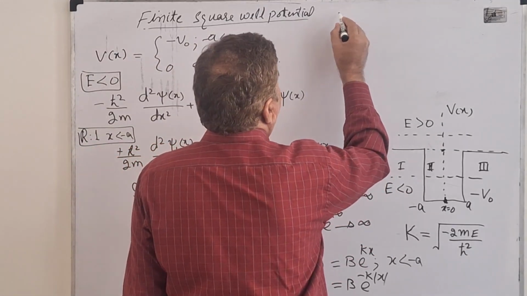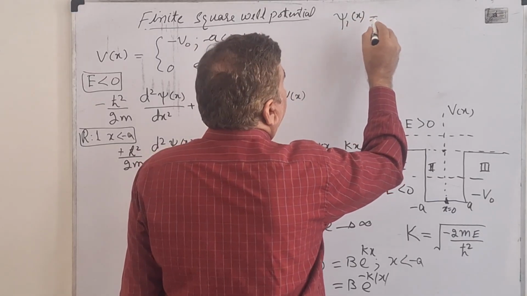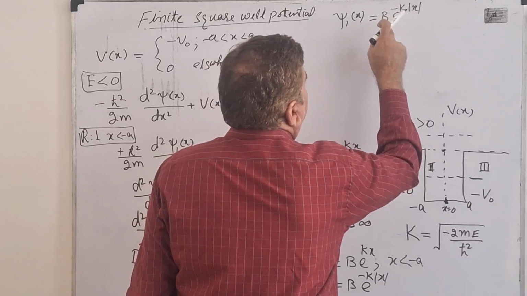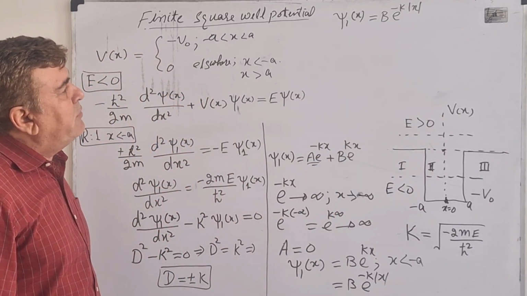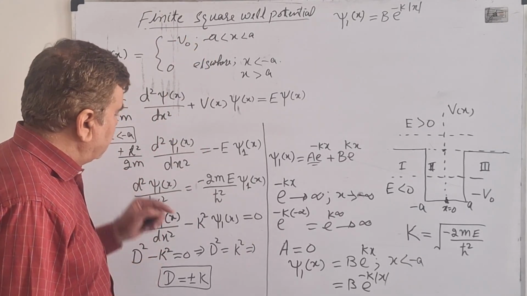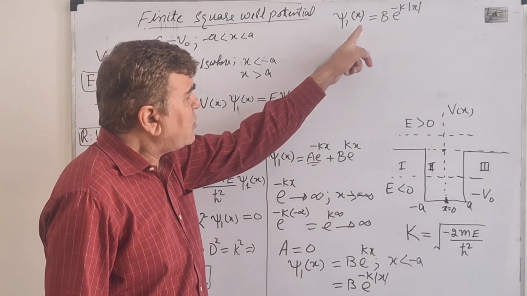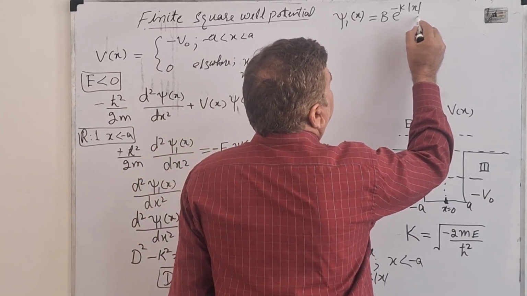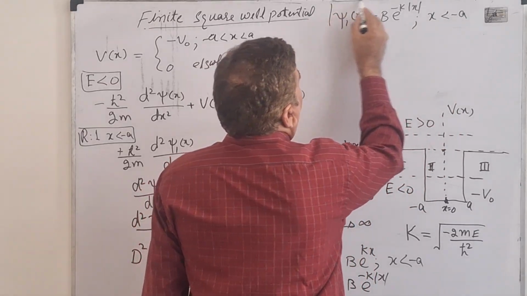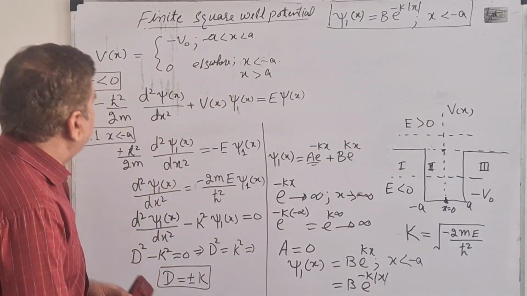So our final solution in the first region is this: psi 1 of x equals B times exponent minus k into the absolute value of x. And still B is unknown to us. We will find its value, the constant of integration, from the boundary conditions on the wave function. This solution is valid in the region x less than minus a. I box this like this. This is one solution, so I don't need any of these things.